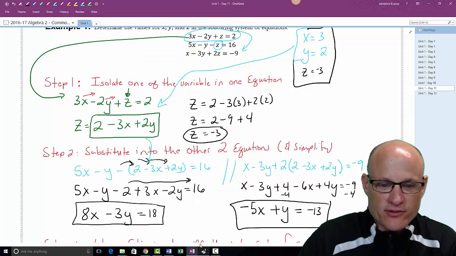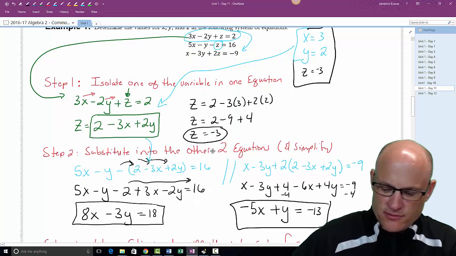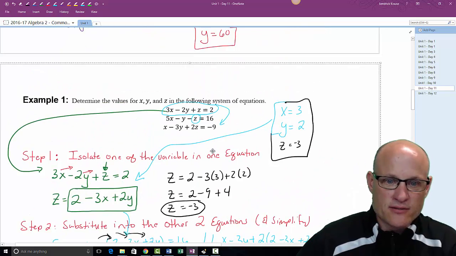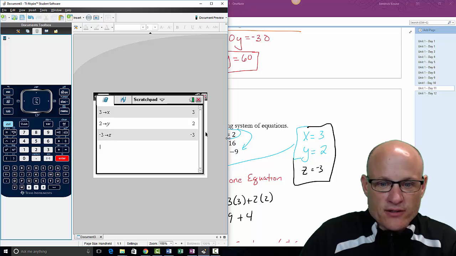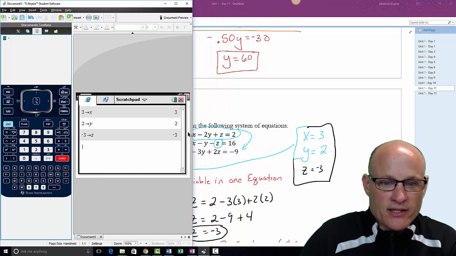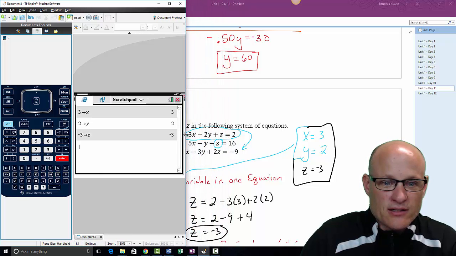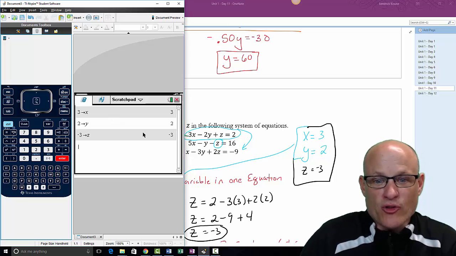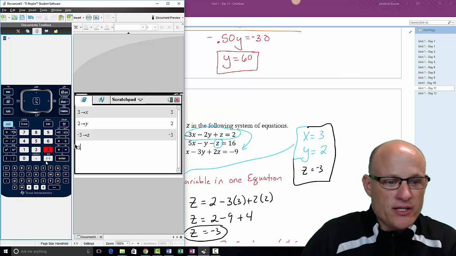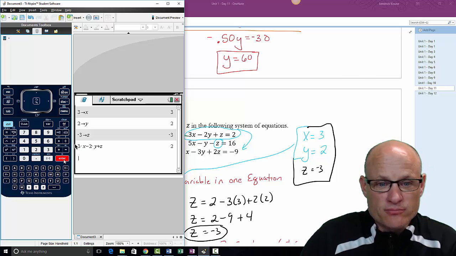Now I'm going to try to get this so I can see this. Can't see that part of the equation. Okay, so let's see if I can shrink this up just a little. Okay, so what I want to do is type in that first equation, 3x minus 2y plus z. Now if I'm right, it should equal 2.